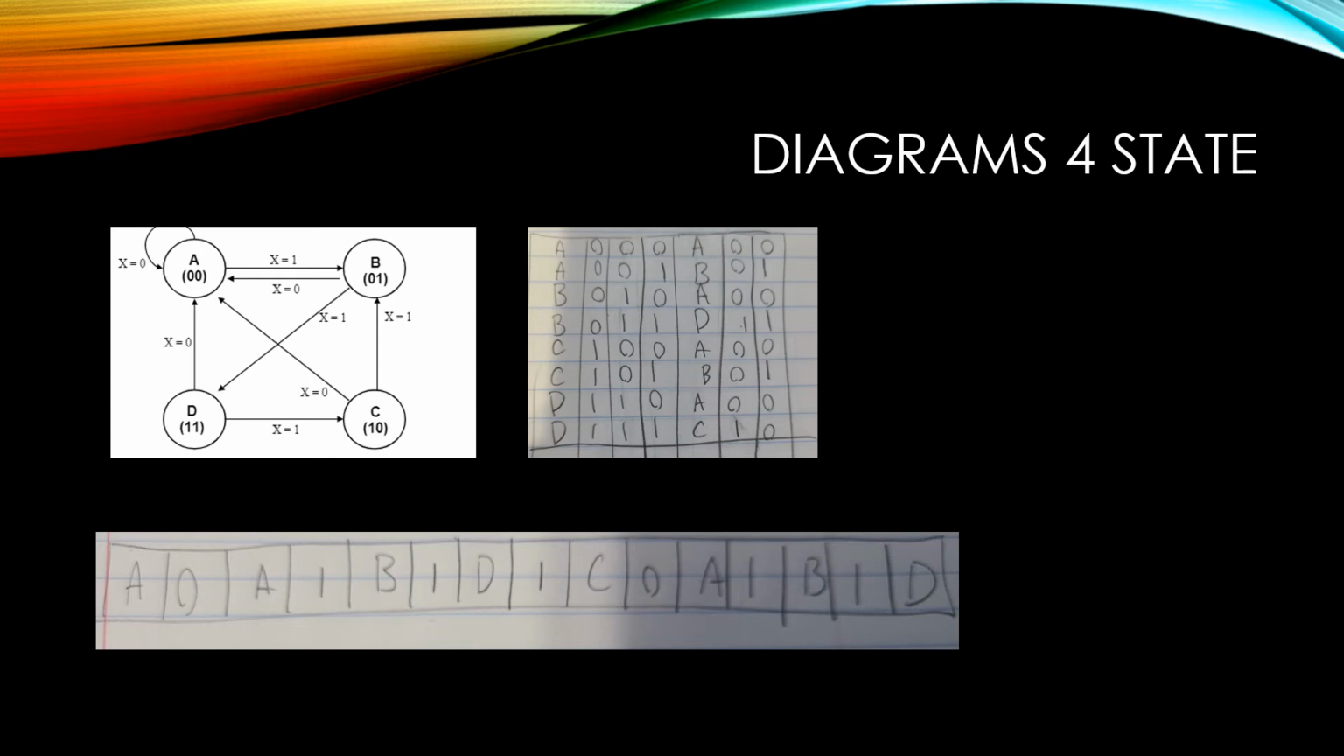And then the actual state change, it goes A to 0, to A to 1, to B to 1, to D to 1, C to 0, A to 1, B to 1, to D.